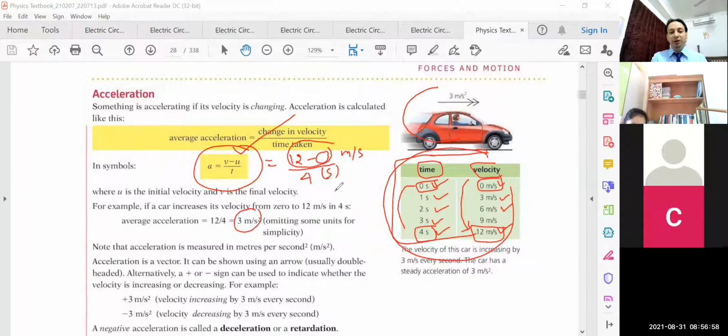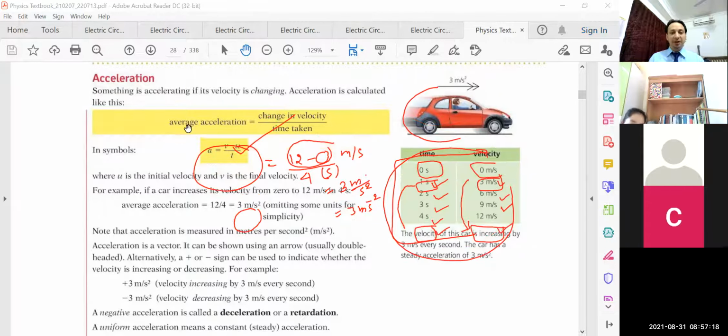And what about the unit? 3 meter per second square. You can write it this way, and that is equal to 3 m/s². So 3 meter per second square is the acceleration of that car.